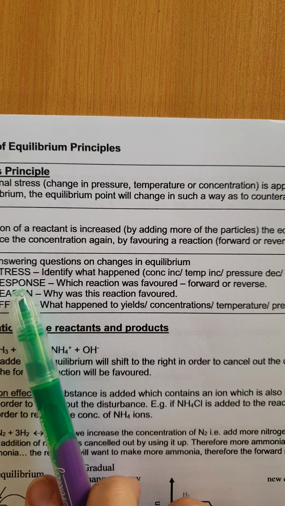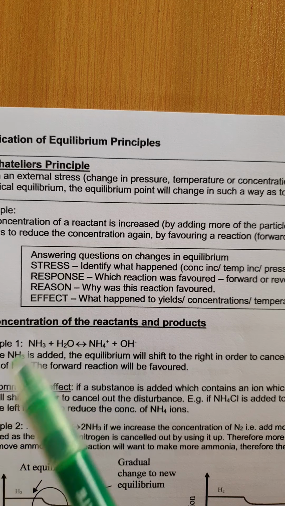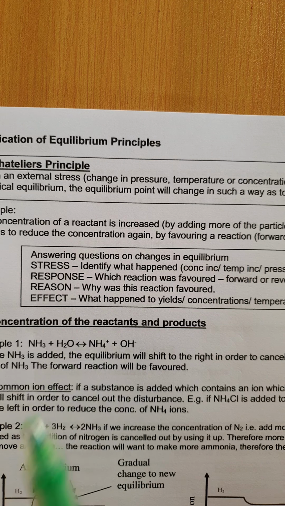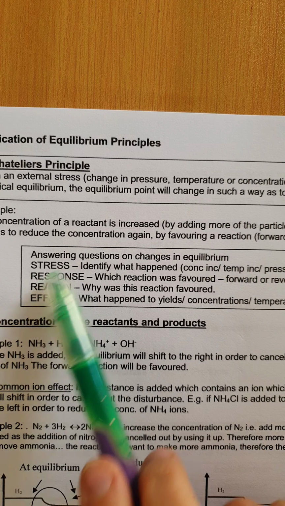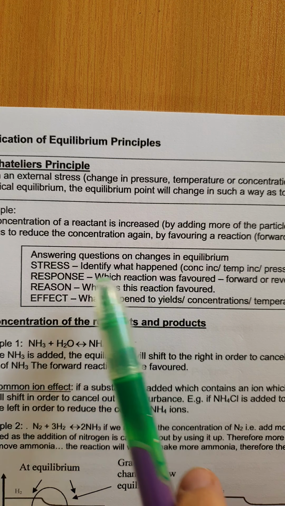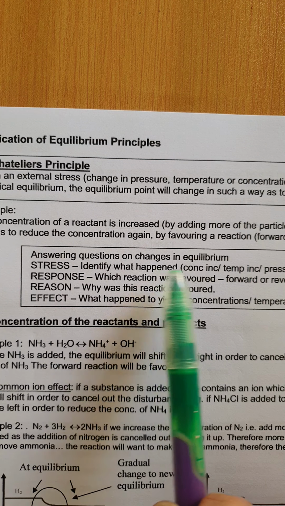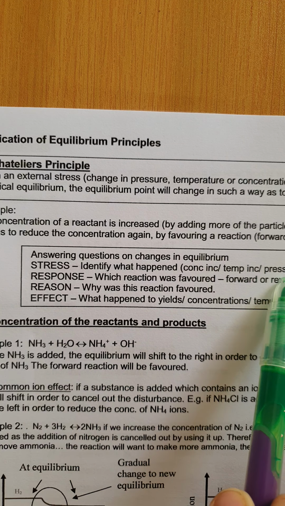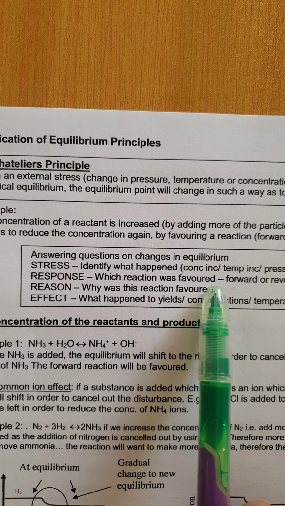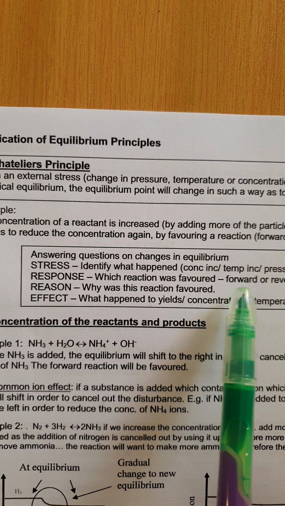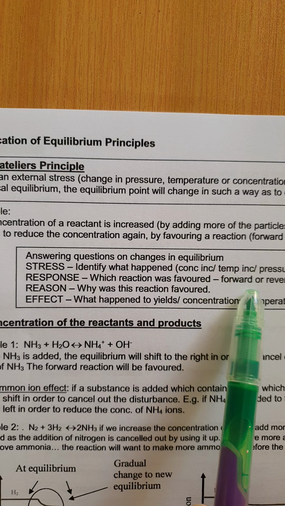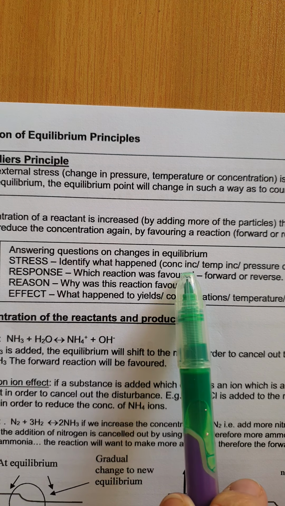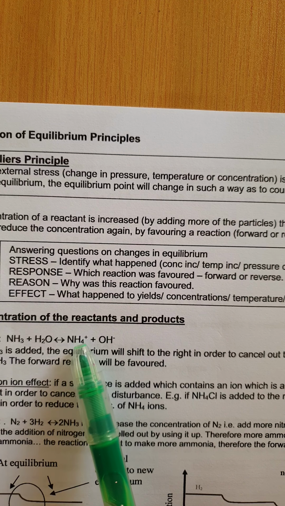Okay, so when you're answering these types of questions, because you're going to have to explain them, I want you to think of this in order, and you can do it in step form. Please don't give me paragraphs, and they don't like paragraphs either. So answering questions on changes in equilibrium. Stress: identify what happened. There was an increase in concentration. There was a decrease in concentration. There was an increase in temperature, whatever. What happened? How did the reaction respond? Which reaction was favored to undo what you've just done? Okay? The reason. Why would it do this? Well, if you increase the concentration of a certain substance, it would want to decrease that again.